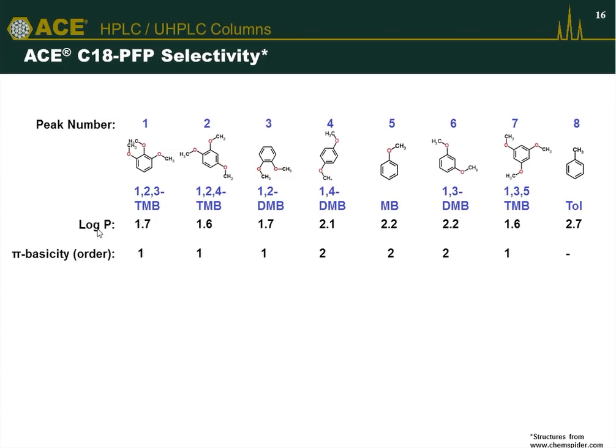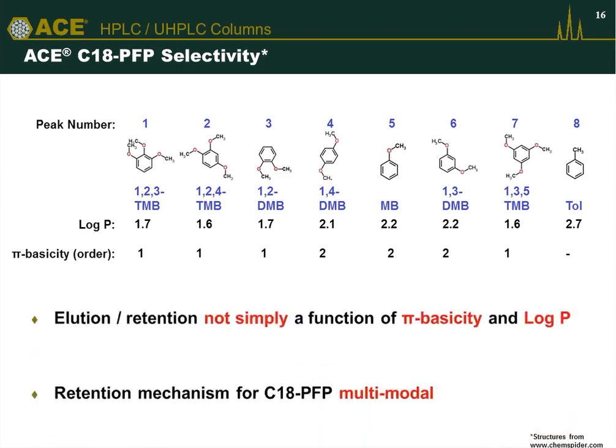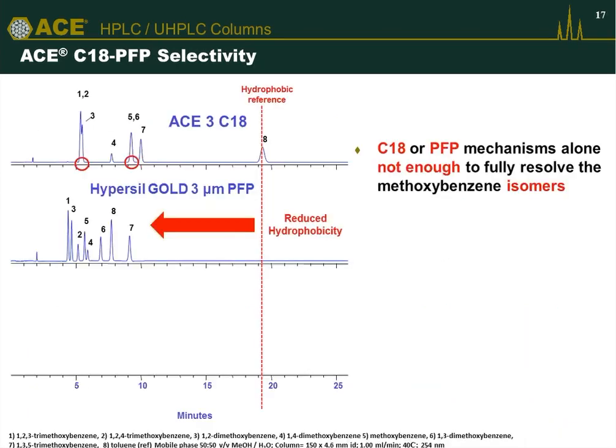So the log P is related more to the degree of substitution of the rings, and their pi basicity isn't really related to the position of the substituents on the ring. But this is an interesting mixture because it will show us the positional isomer or regioisomer resolution strength of PFP stationary phases. So when we analyze that mixture on a standard C18, as you would expect, we get extensive correlation with many of these species.